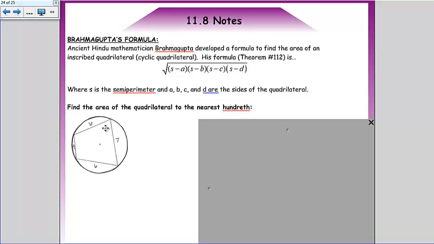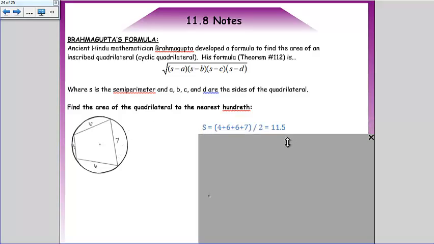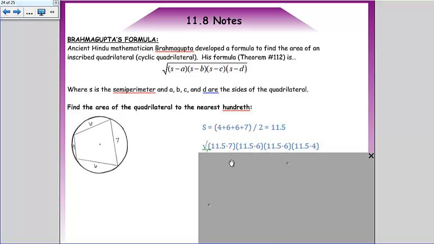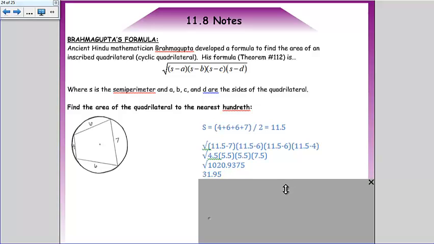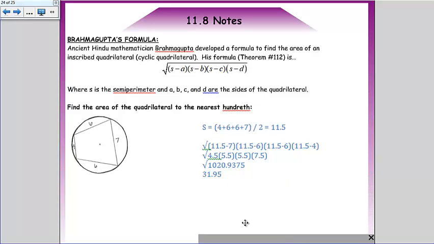So here we go. We have a quadrilateral that's inscribed in a circle. First, we want to find its semi-perimeter. This one happens to be a decimal. And then we follow our formula. And notice it tells us to round it to the nearest hundredths place. As we work our way through, we'll get the square root of a rather large number. And when we use our calculator, we'll get our answer. 31.95 units squared will be the nearest hundredth spot.